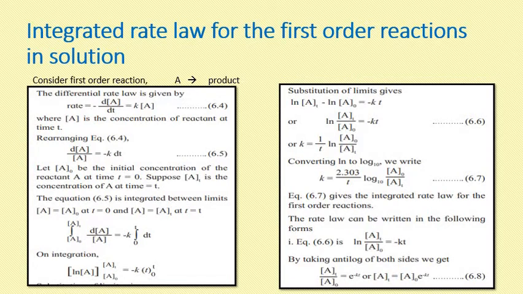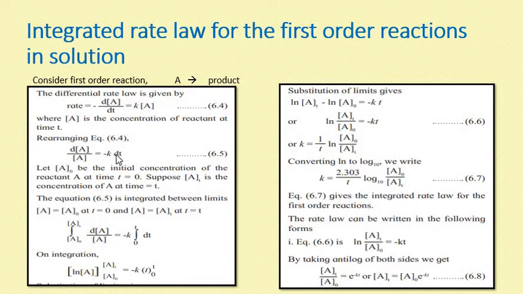Suppose this is a first order reaction where reactant is converting into product, and if I am writing the differential rate law for this given equation, it would be minus dA upon dt, which is also equal to K multiplied by concentration of A. On rearranging this equation, I would be getting dA upon A is equal to minus K dt.